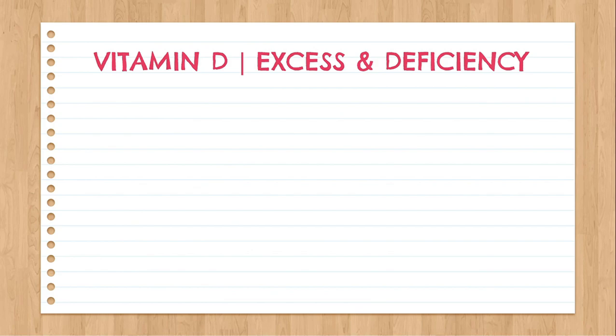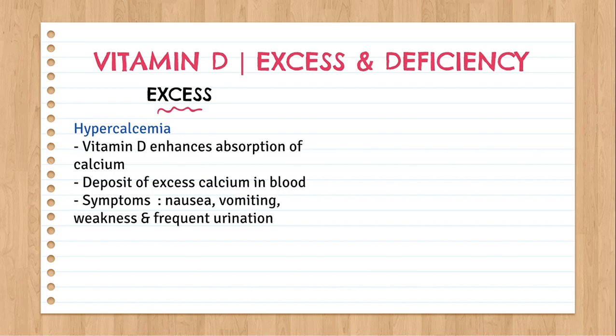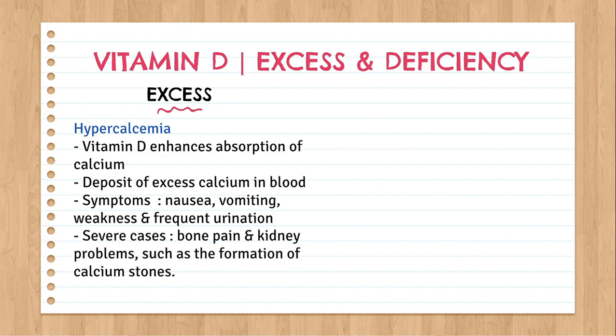Next, I'll talk about excess and deficiency of vitamin D. Excessive vitamin D in our bodies can lead to hypercalcemia. Since vitamin D plays the role in enhancing calcium absorption, too much vitamin D can cause deposit of excess calcium in our blood. The symptoms of this condition include nausea, vomiting, weakness and frequent urination. In severe cases, it can cause bone pain and kidney problems such as the formation of calcium stones.